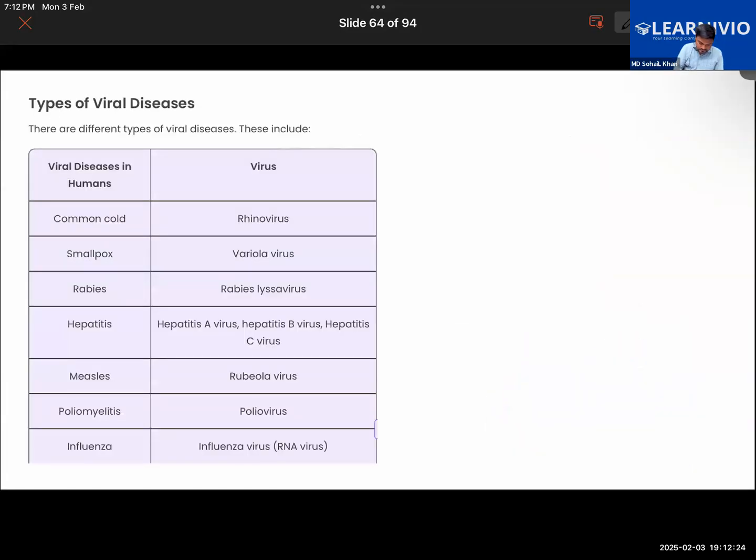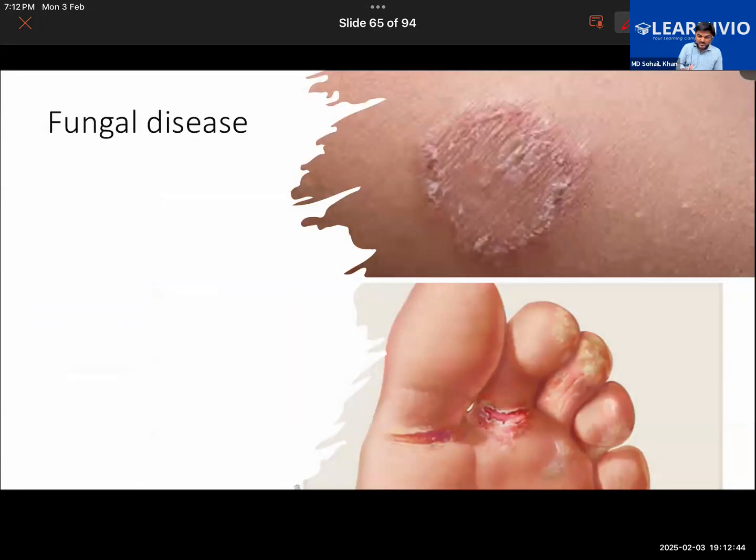Then common cold particularly is caused by this virus named rhinovirus. Okay, some of the names are particularly very important here. Influenza is caused by the influenza virus. Okay, then you have smallpox caused by the variola virus. So if you were to remember some of the diseases and their causing organisms, that would be very good.